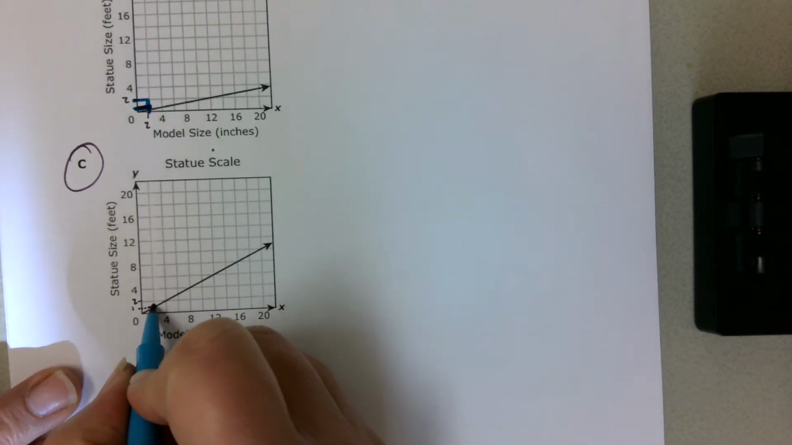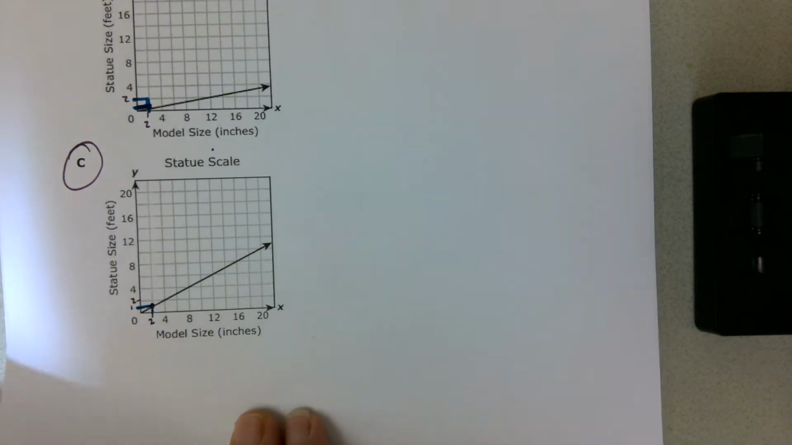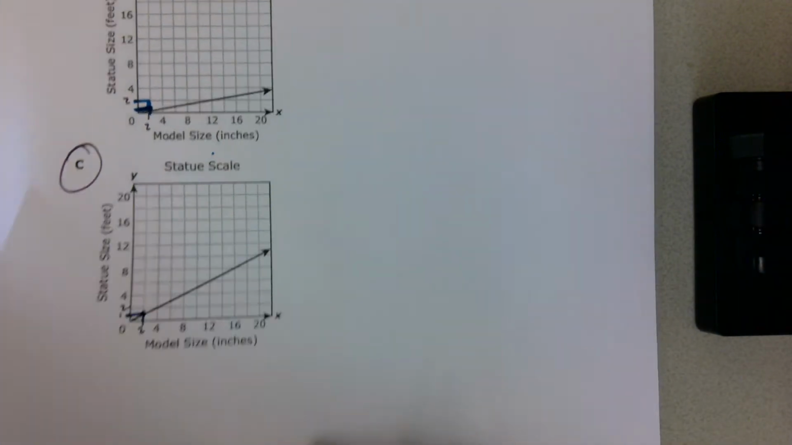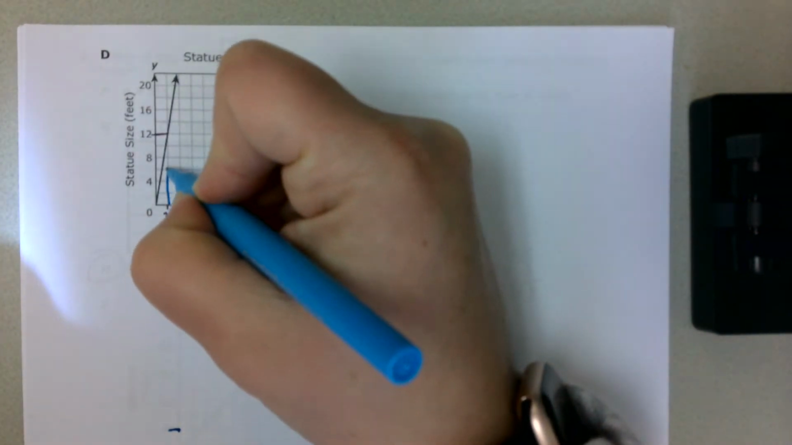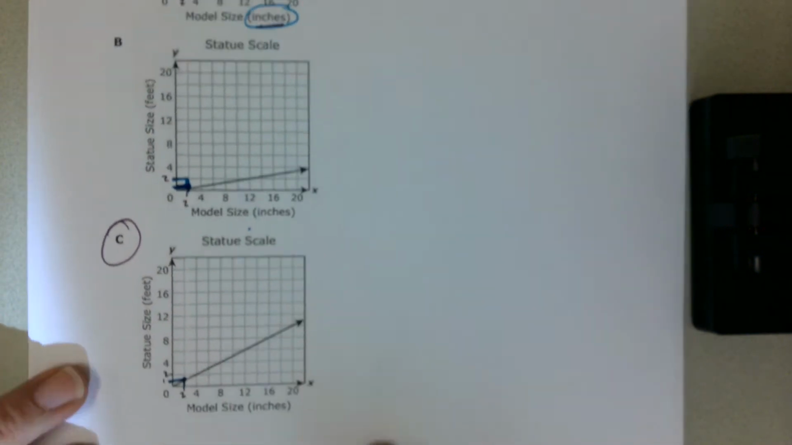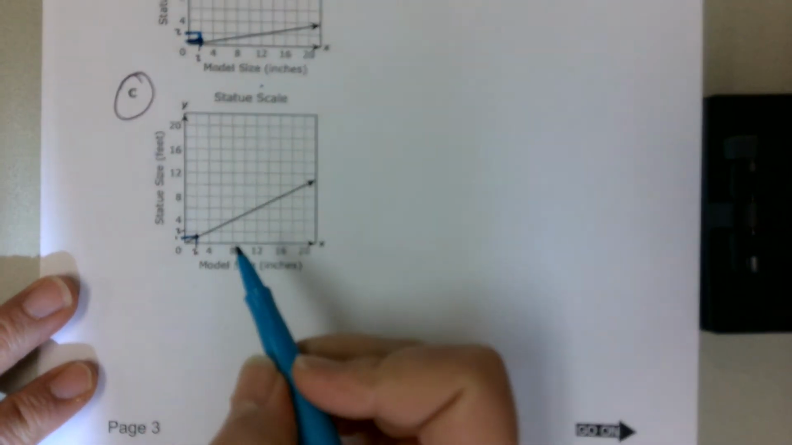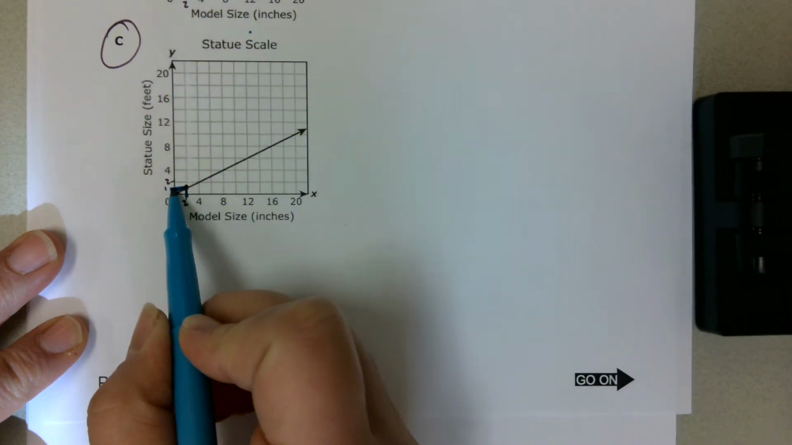Right here, I have 2 inches, and then it's approximately 1 foot. So that works. And on this last one, it is 2 inches to 12 feet. So the answer choice that you wanted to have was choice C. We have 2 inches and 1 foot.